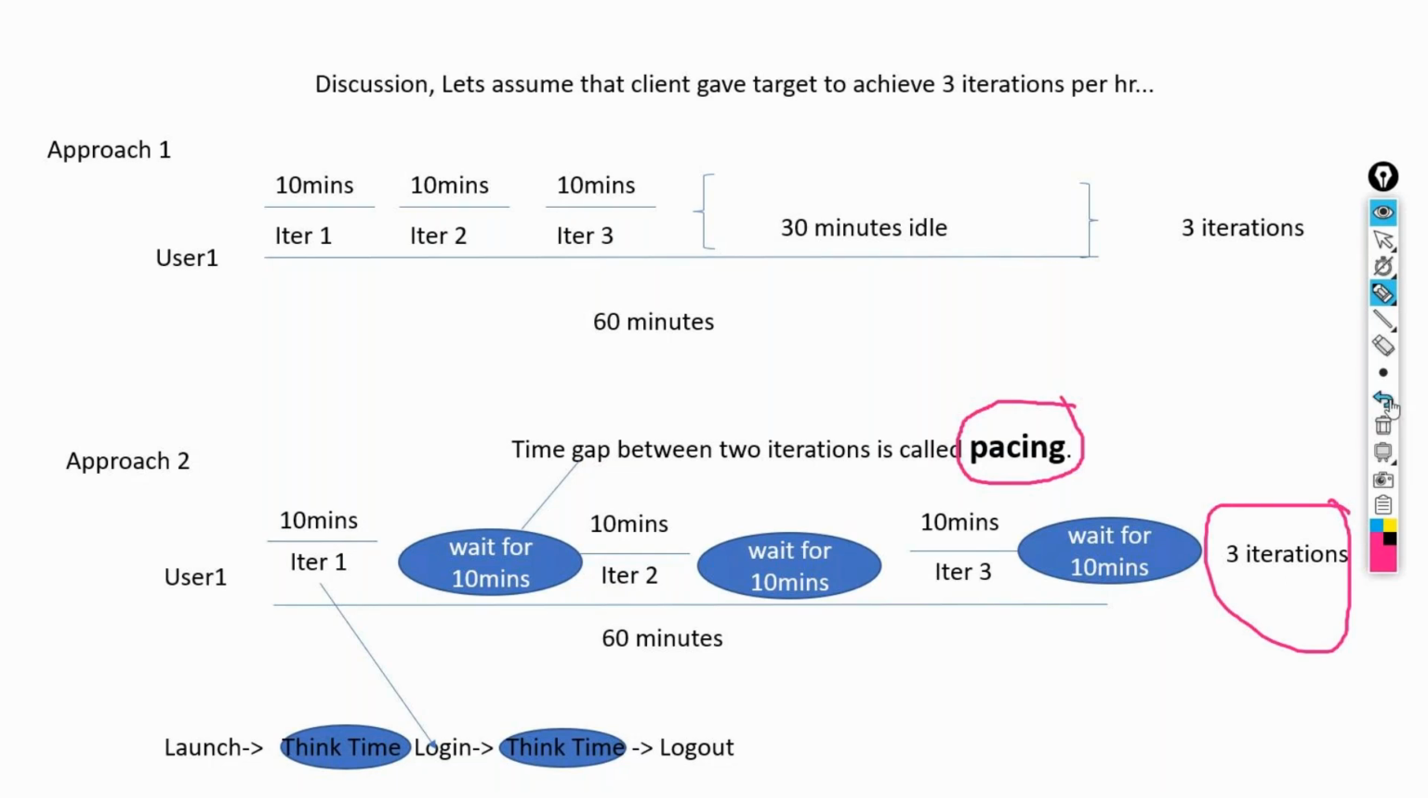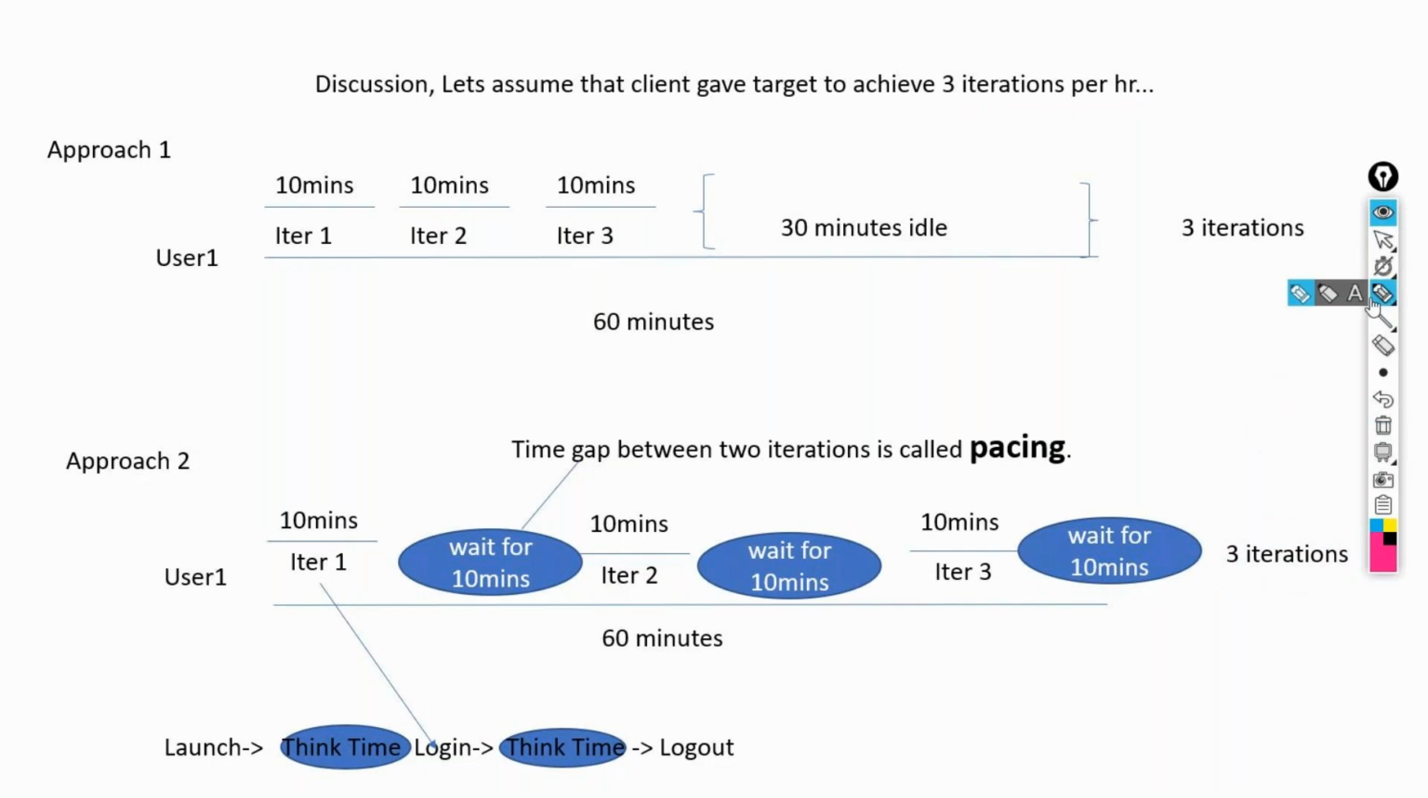If you remove pacing here, what will happen? In this example, if you remove pacing and leave it like that, then instead of achieving 3 iterations, the user will achieve 6 iterations, which is not required. Are you understanding? The target given itself is 3. Why do you want to achieve 6 directly? No, 6 we will achieve, but in a different type of test, not the basic ones.